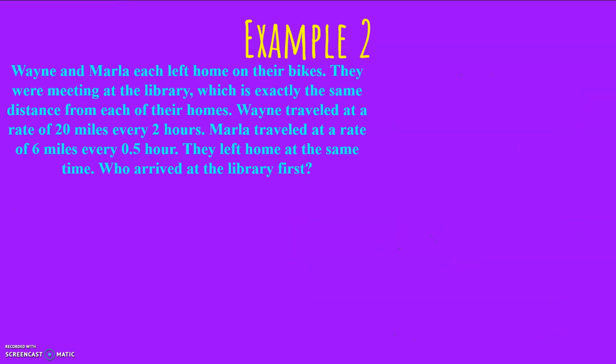Example 2. Wayne and Marla each left home on their bikes. They were meeting at the library, which is exactly the same distance from each of their homes. They're equidistant, you might say. Wayne traveled at a rate of 20 miles every 2 hours. Marla traveled at a rate of 6 miles every 0.5 of an hour, half an hour. They left home at the same time. Who arrived at the library first?